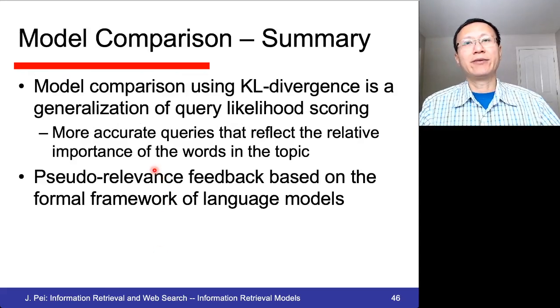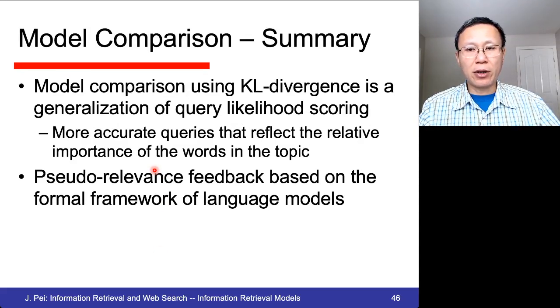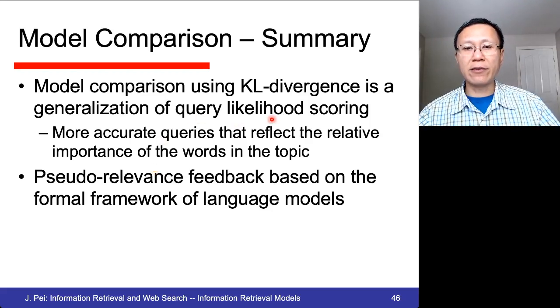In summary, we compare the models in the following way. We're using the KL divergence as a generalization of query likelihood scoring. And then we get a more accurate query that reflects the relative importance of the words in the topic. And we may use the pseudo-relevance feedback based on the formal framework of the language models.